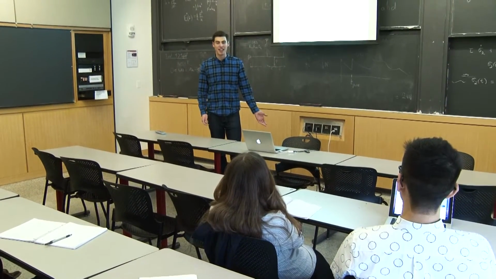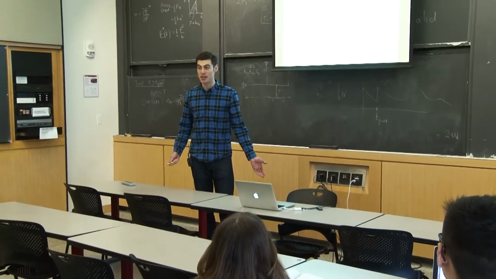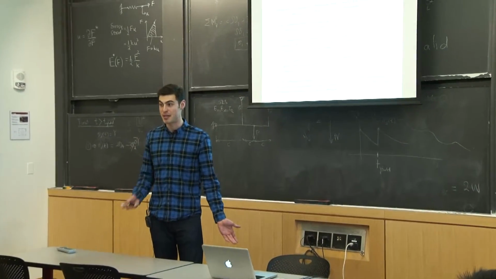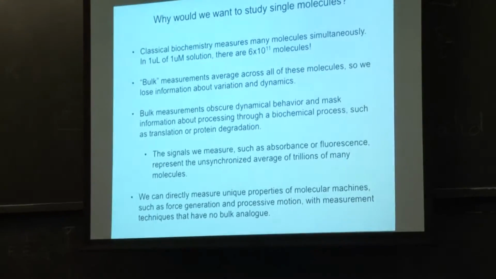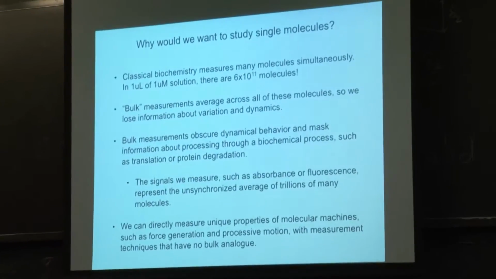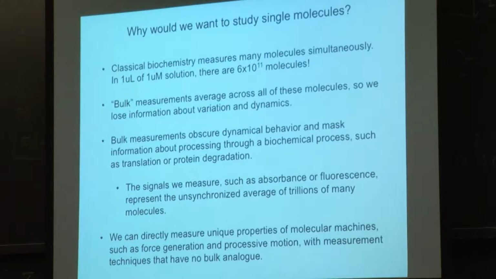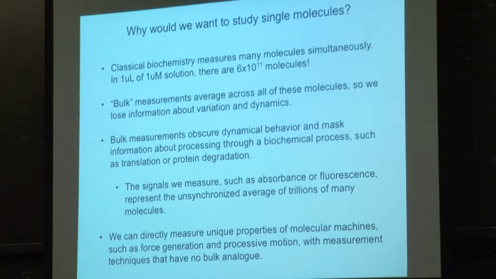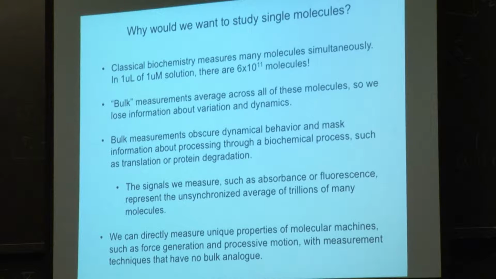It's true that there are some measurements you can't make in single molecule, but it's also true that there are some measurements, such as the measurements in this paper, that you can't make in bulk. So you can measure some unique properties of molecules, particularly molecular machines, such as force generation and processive motion, using measurement techniques such as optical tweezers, which I'm going to talk about a lot in this lecture, that there's no bulk analog of a measurement like this.